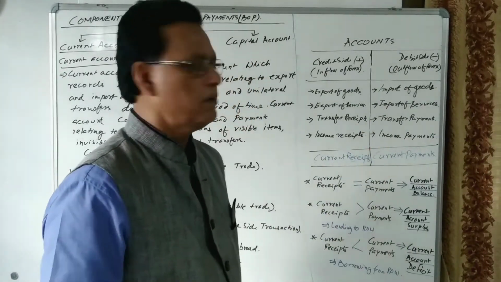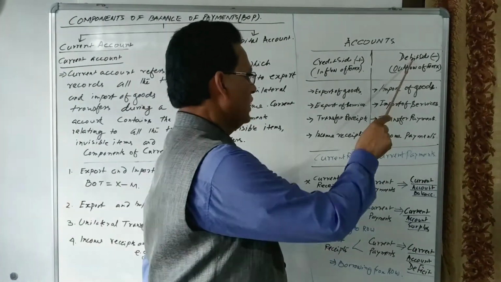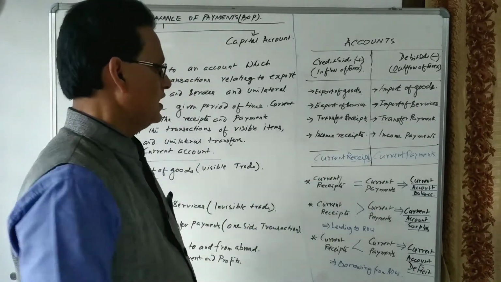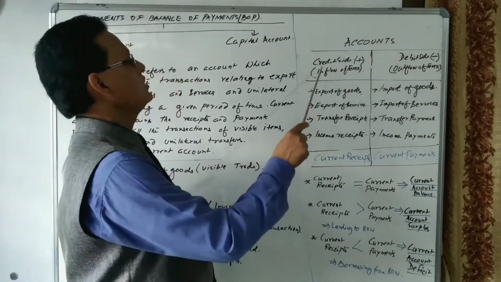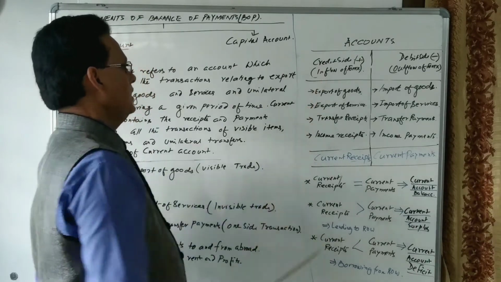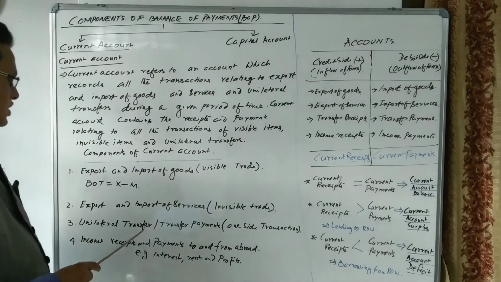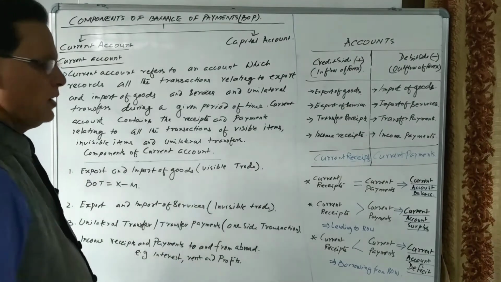So whatever payments are made are recorded on the debit side. When we export services, we receive the money, and this will be recorded on the credit side. So let us see, there is a third component, that is unilateral transfer or transfer payment.